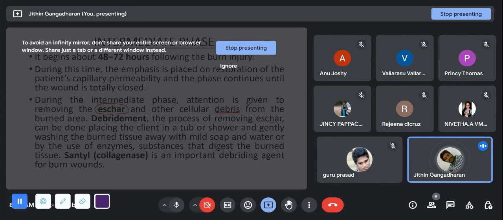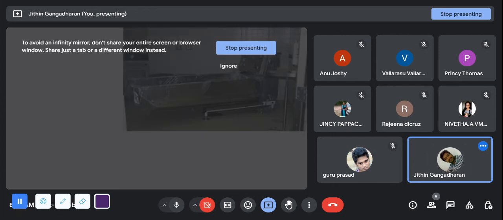How will you remove the eschar? We'll keep the patient in the tub or under the shower, and give a gentle washing of the burned tissue with mild soap and water, or you can use some enzymes or collagen fibers. The main intention is to remove the debris present on the skin. Once you remove the debris, only then will the healing process take place. This is how we keep the patient in hydrotherapy.